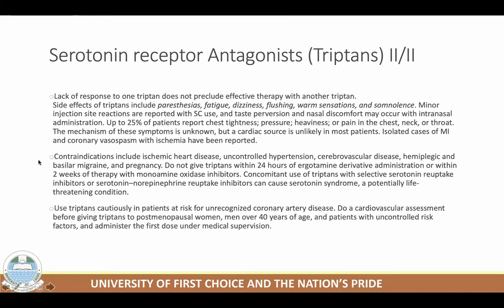Absolute contraindications include patients with ischemic heart disease, since sumatriptan, triptans in general, can worsen heart disease. So all patients with heart disease should watch out for that, and pregnancy as well. Triptans should be used cautiously in patients at risk for unrecognized coronary artery disease. You do a cardiovascular assessment before giving triptans to postmenopausal women, men over the age of 40, and patients with uncontrolled risk factors, for example, uncontrolled hypertension.